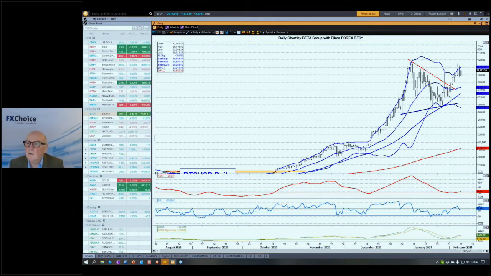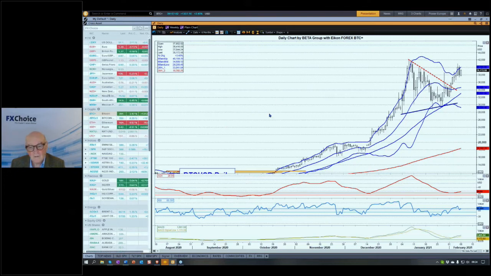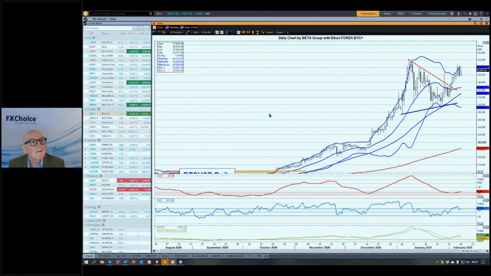So I'm looking for this to continue to work higher, and I'm giving these big numbers because I think this is a big bull market. That's what it is.